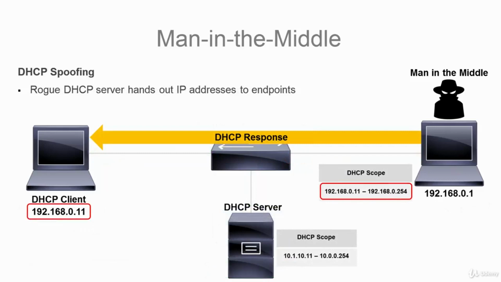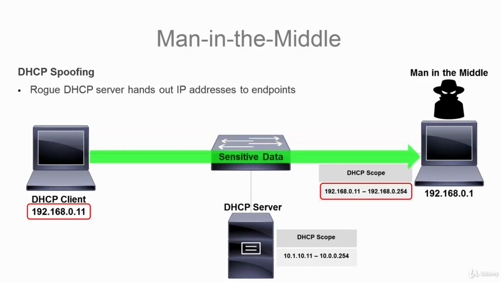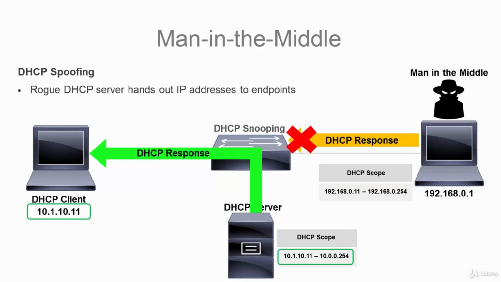Another common man-in-the-middle attack is DHCP spoofing. With DHCP spoofing, an attacker would respond to DHCP requests to trick clients into receiving IP addresses from their scope, which could then cause the client to send gateway traffic to the attacker. This attack can be prevented with a Cisco switch feature called DHCP snooping. DHCP snooping ensures that only valid DHCP server responses are forwarded across the switch.